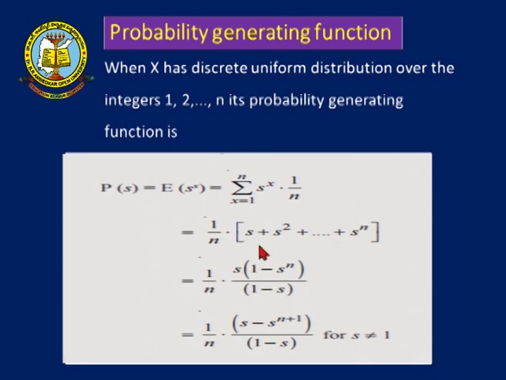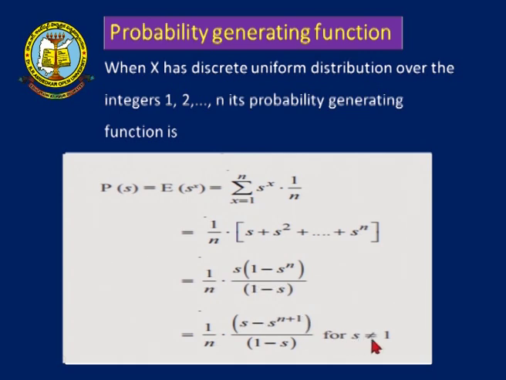Taking 1 by n of s outside, we can again write 1 minus n s to the power of n divided by 1 minus s. Then s is coming inside of your function: 1 by n of s into 1 is s, minus s into s to the power of n, divided by s minus 1. Again, this s into s to the power of n, bases are equal, so powers should be added. So this becomes s to the power of n plus 1.